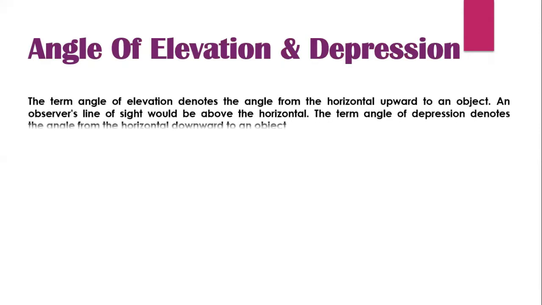In mathematics, the term angle of elevation denotes the angle from the horizontal upwards to an object. An observer's line of sight would be above the horizontal. The term angle of depression denotes the angle from the horizontal downward to an object.